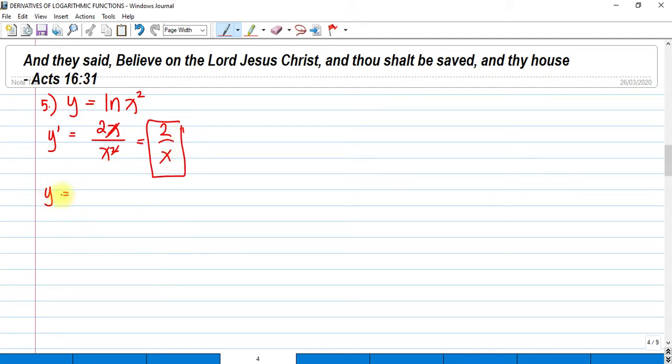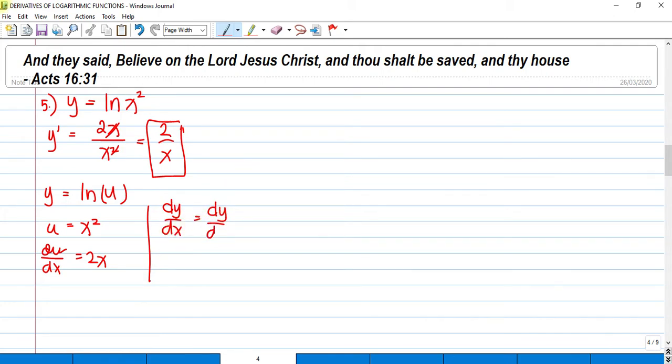So simply, if we replace x squared by u, so u equals x squared, our du over dx would be 2x. And this is our given. So if we get the dy over dx by chain rule, again, our formula would be dy over du multiplied by du over dx. So our dy over du, as you can see here, differentiating this with respect to u, dy over du is simply 1 over u.